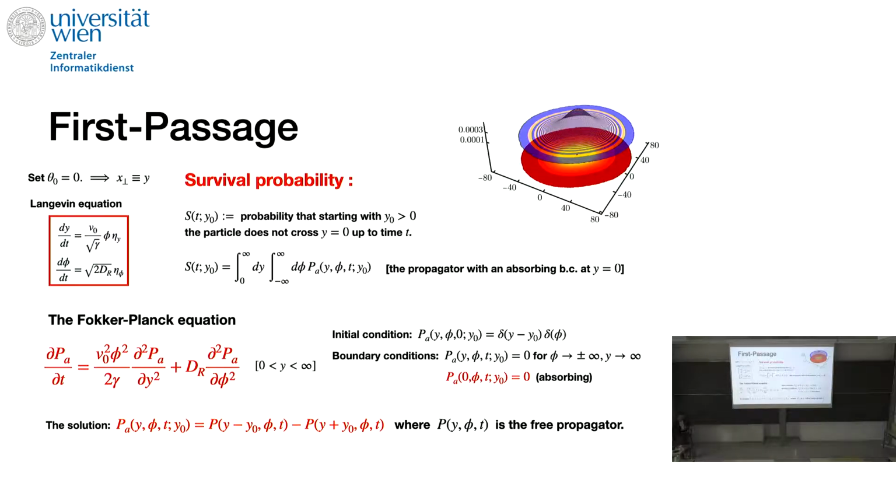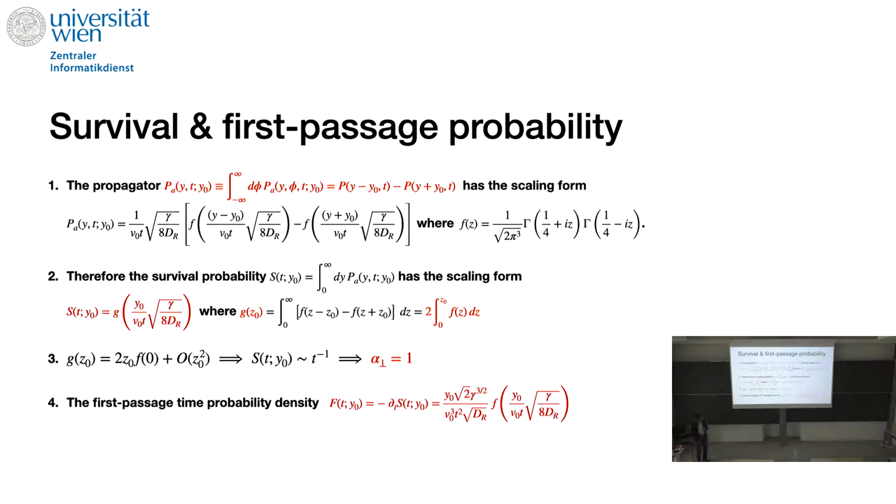You can also look at the first passage time for this problem. Again, the parallel component is trivial, it is a Gaussian, so the first passage exponent is just half, but we are looking at the perpendicular component. This is the Fokker-Planck equation. It is also true for the distribution, but because you are now looking at the survival probability, the boundary condition is slightly different. I will not go into the detail; we can discuss it later. If you solve this, you find that the survival probability has this scaling form, and the scaling function can be found exactly. It is just the integral of this f, which is given by this expression.